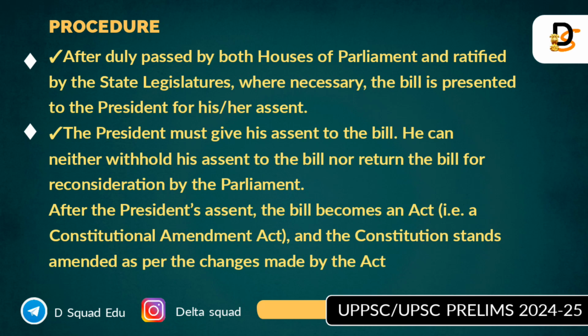After being duly passed by both houses of the parliament and ratified by the state legislatures, where necessary, the bill is presented to the president for his or her assent. The president must give his assent to the bill. He can neither withhold his assent to the bill nor return the bill for reconsideration by the parliament. After the president's assent, the bill becomes an act.